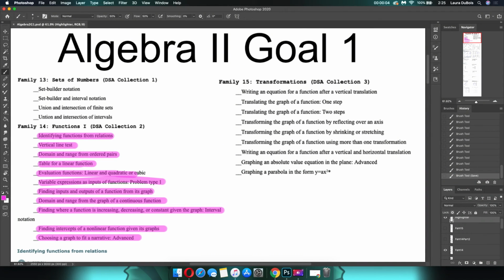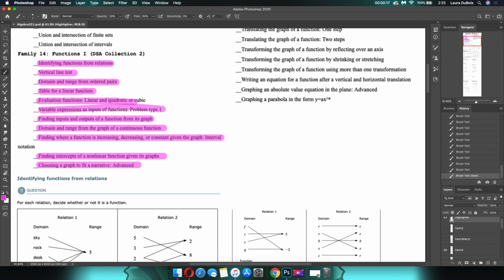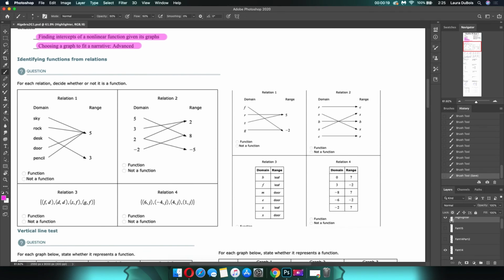This video tutorial is for the first half of the DSA, getting through as many of the questions as possible so that nothing will be a surprise for you when you take the chapter 1 test. So first things first, we're going to start talking about functions.